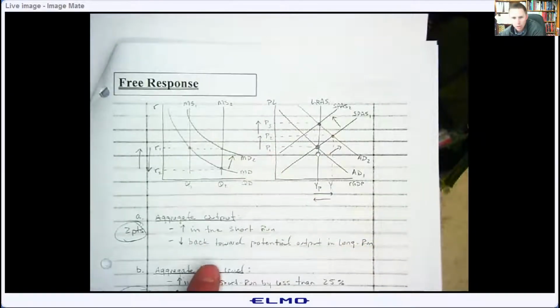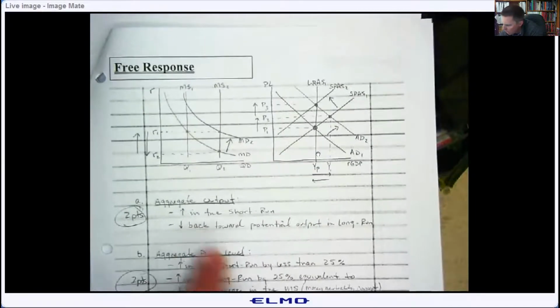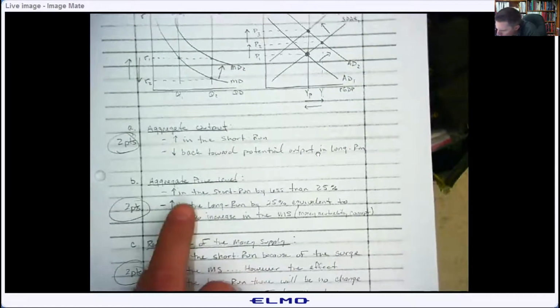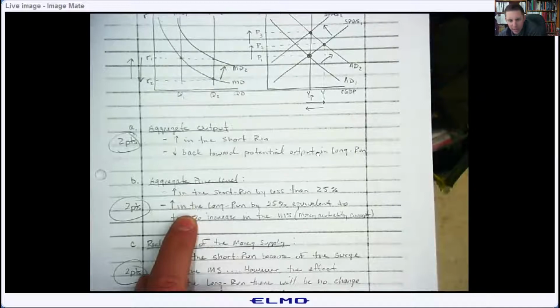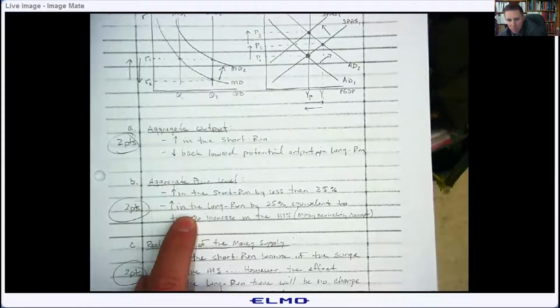So you did not draw it, but here we go. Aggregate output in the short run, increase. Aggregate output in the long run, back to our potential, or you could have said no change. I'll accept that. So there's 2 points. And then the next one, part B, what was the change in aggregate price level? Short run, you should have seen an increase. Long run, another increase. And if you could put 25% each time, it's 25% the change in the money supply.